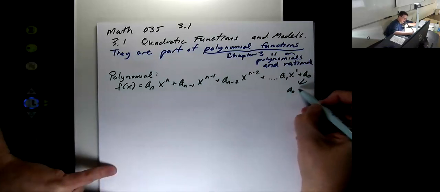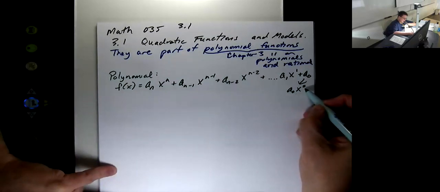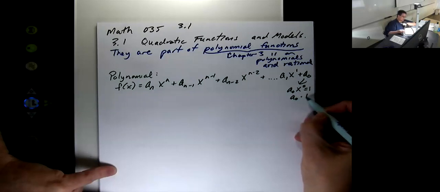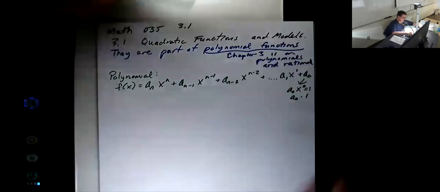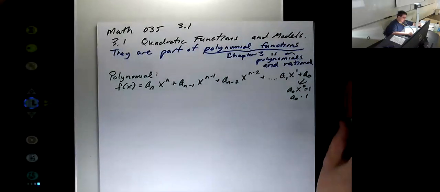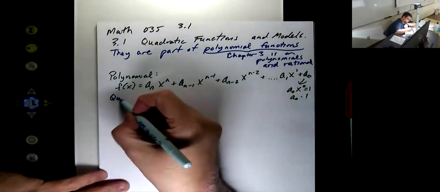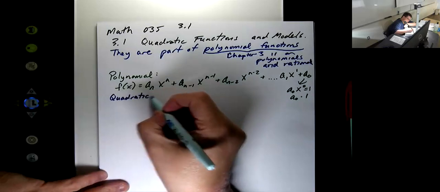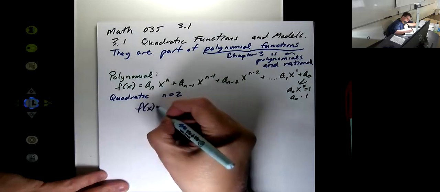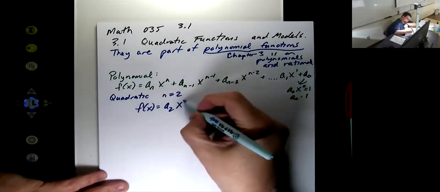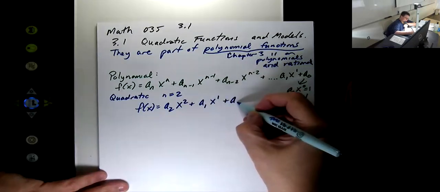A0 is really a0 times x to the 0, but x to the 0 is 1. This is just a subscript way of saying, like, quadratic goes up to n equals 2. F of x equals a sub 2 x squared plus a sub 1 x to the first power plus a sub 0.